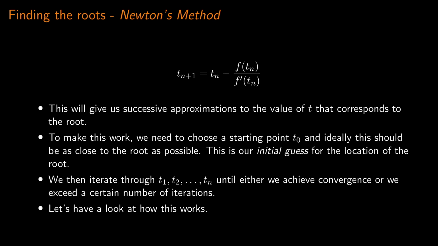We then iterate through t1, t2 up to tn until either we achieve convergence or we exceed a certain number of iterations. We have to have the second criterion in the case where perhaps there isn't an intersection, so we don't let it just run forever. So let's have a look at how this works.